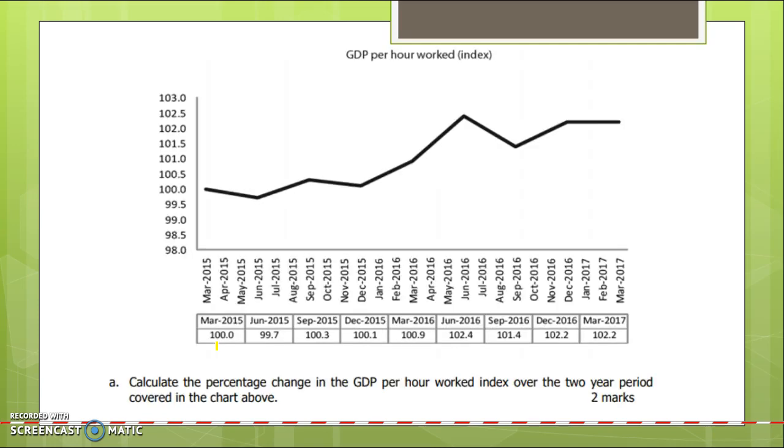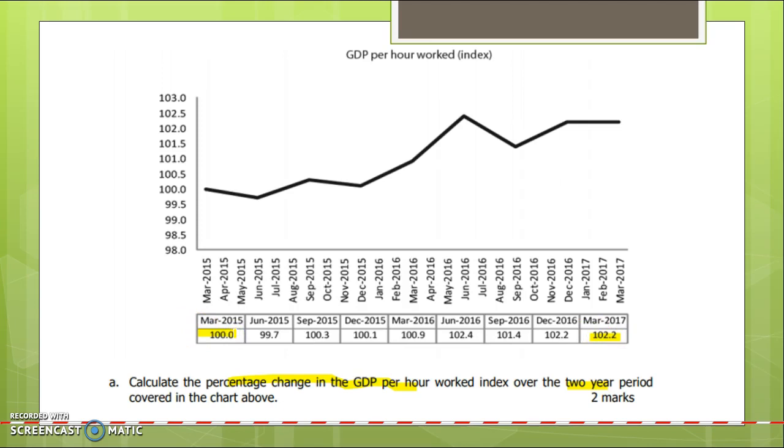Okay, video 4. This video will have a lot of key stats and statistics and ways to interpret graphs and things like that. So first of all, this is a graph that looks at the increase in GDP per hour worked. And it asks you to calculate the percentage change in the GDP per hour over the 2-year period. Now this question, don't overcomplicate a question like this. Basically what you're doing is looking at the figure at the end and the figure at the start and working out how much it's increased by.